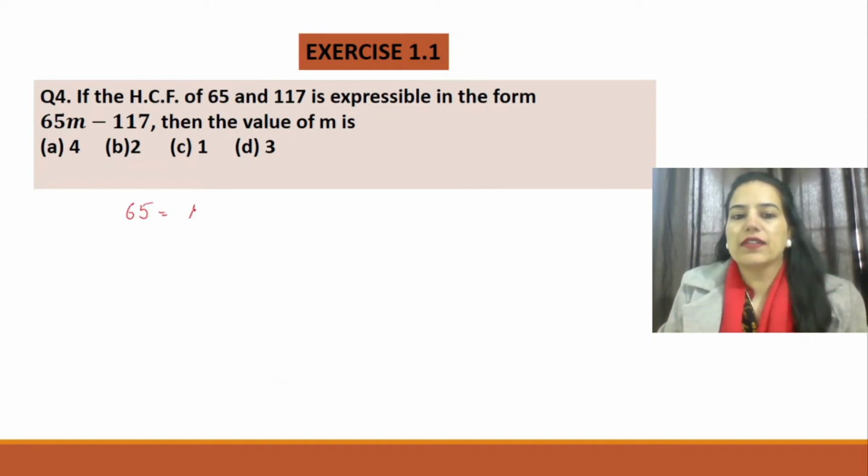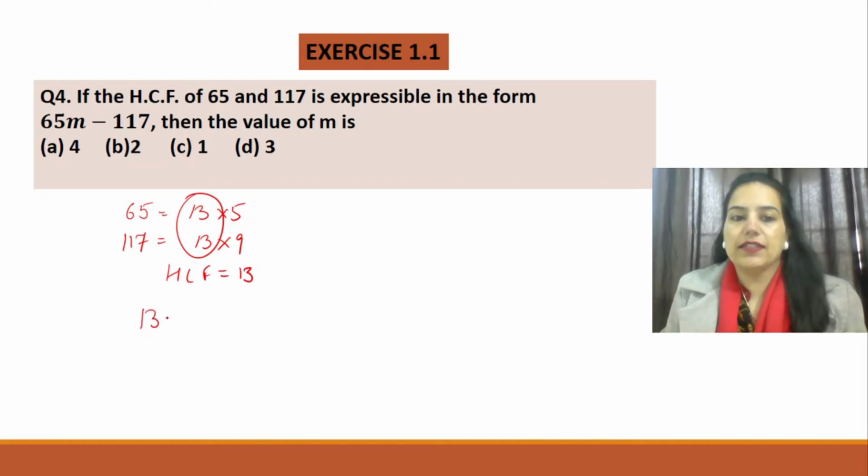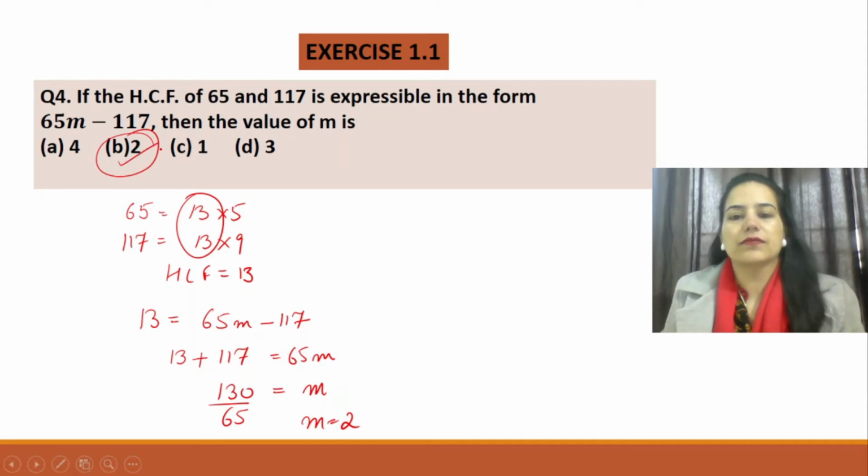So 65 is 13 into 5 and 117 is 13 into 9. So I can clearly see here that the HCF is 13. But this 13 is actually equal to 65m minus 117. So this is an equation from where we can find the value of m. So 13 plus 117 is equal to 65m, or m will be equal to 130 by 65, and thus m is equal to 2. So this is the correct option.